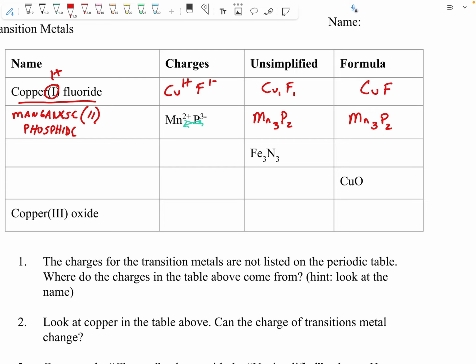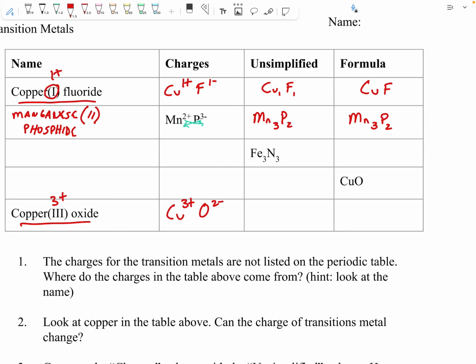Yeah, I can do one more, I guess. So here we go. Let's do this one. Copper(III) oxide. Remember, that's the charge on the copper. That's 3 plus. So we're going to write copper with a 3 plus here. And oxygen, if you go to the periodic table, it's in group 6. It's going to have a 2 minus charge.